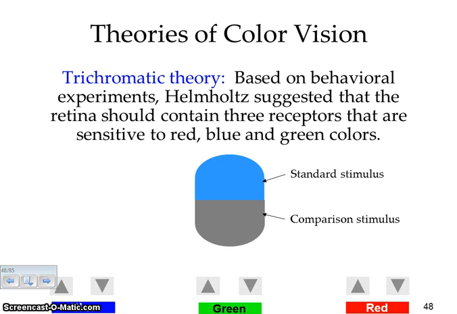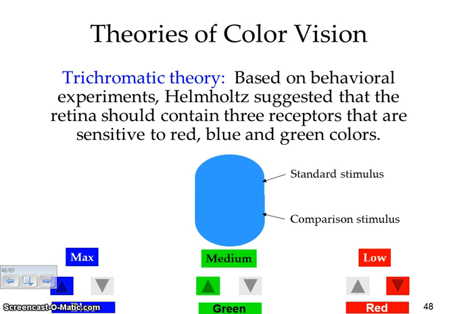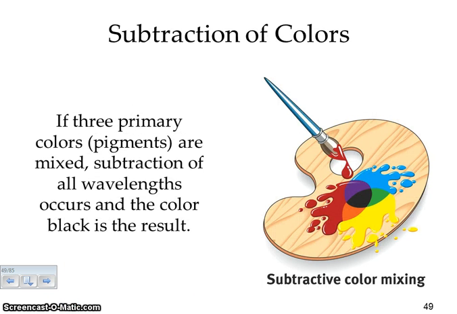Theories of color vision. We look at the trichromatic theory, and when you look at the trichromatic theory, we're looking at blue, green, red, so 3 colors, trichromatic signals. This is, most of you guys, the television set you have. It has blue, green, red. That's the trichromatic theory.